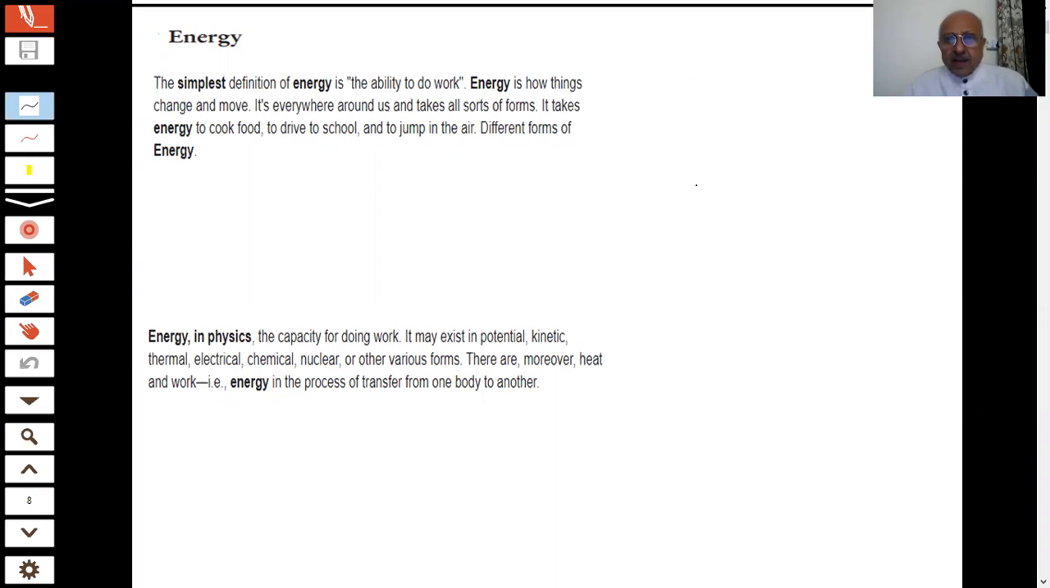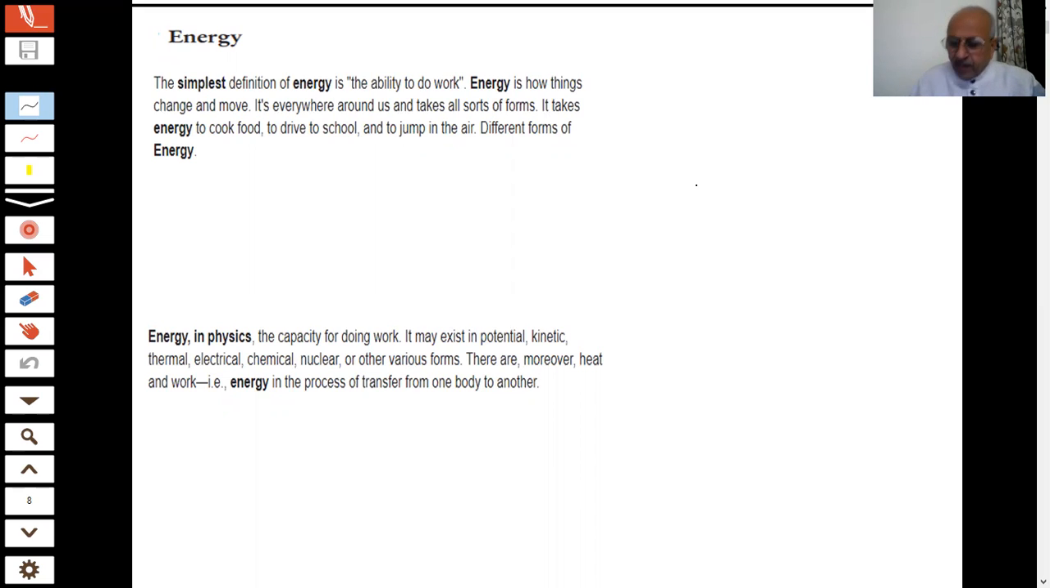Welcome back for the topic of work and energy. Last time, students, we told you what is work. We told you that you are doing work every day, but in physics, work is force into distance. And we told you there are two conditions for work to be done. What are the two conditions for the work?